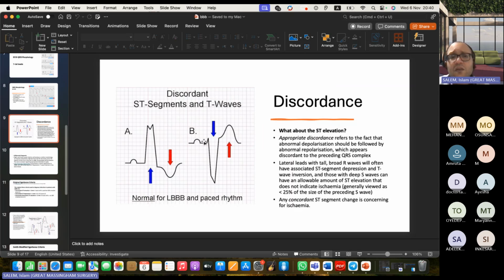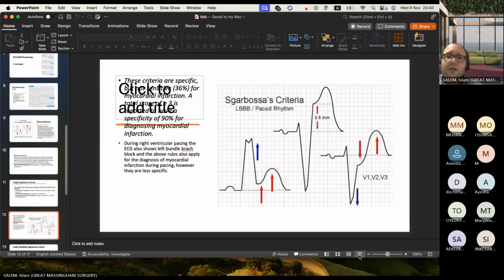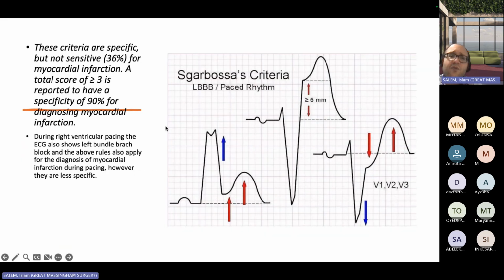Then we will talk about concordance. If the QRS complex is toward the negative wave, the ST segment will be elevated. If the QRS complex is positive, then the ST segment will be depressed. So this concordance in left bundle branch block is normal. What we are looking for is excessive discordance, which is in this slide. So what are the Sgarbossa criteria?